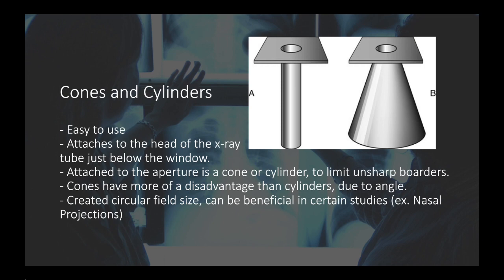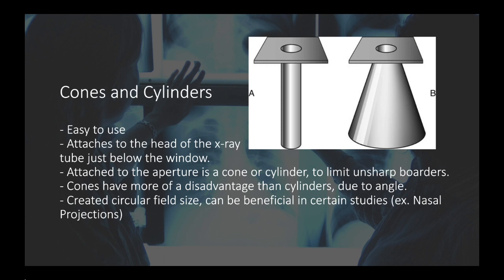Much like the aperture diaphragm, cones and cylinders are easy to use and attached to the head of the X-ray tube just below the window. Attached to the aperture is a large cone or cylinder, which is used to limit the amount of unsharpness surrounding the radiograph. Cones have a slight disadvantage compared to cylinders because if the angle of the cone is greater than the divergence of the X-ray beam, it may actually restrict the primary beam.